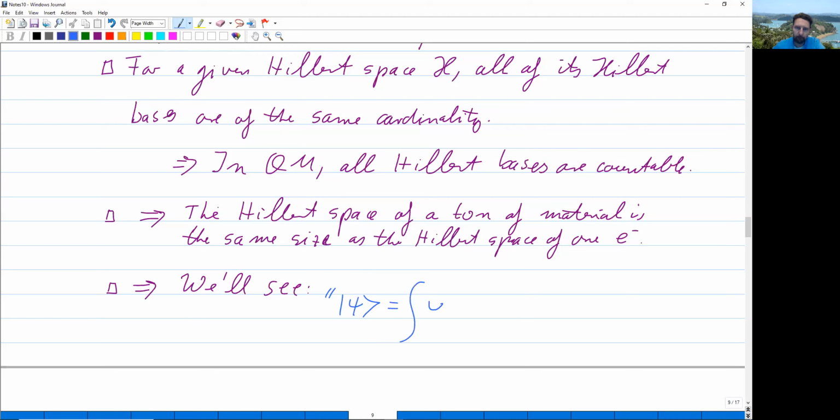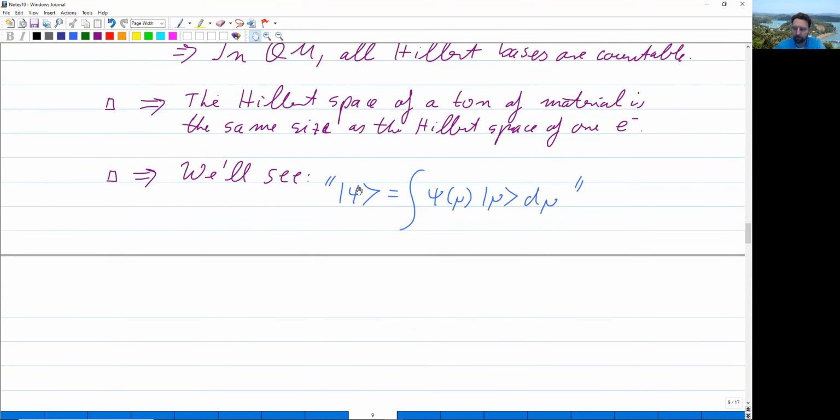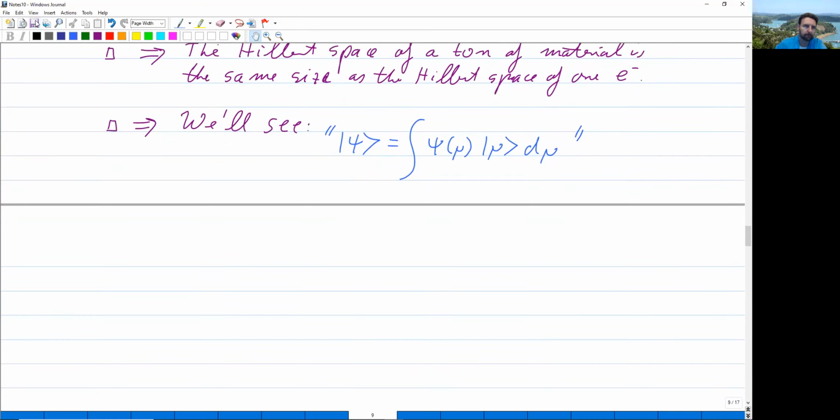We can often write our vectors in the Hilbert space not as sums of linear combinations of Hilbert basis vectors, but also as integrals over such a function of coefficients, psi of mu, and then a continuum of vectors. Now, all of this so far we haven't really defined yet. How do we integrate over vectors and things like that? So we will have to do this carefully.